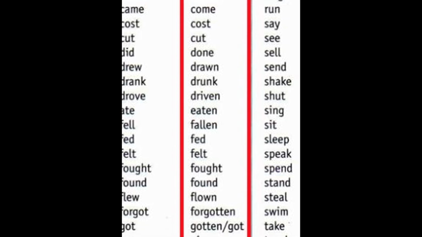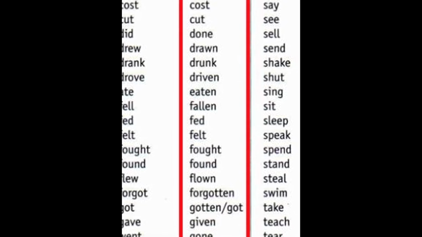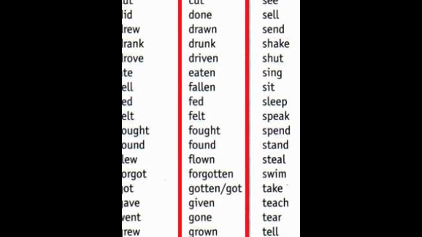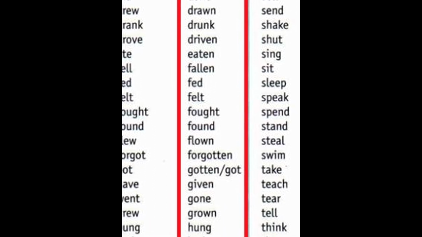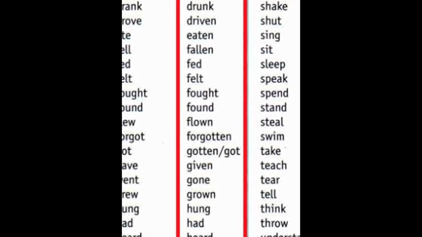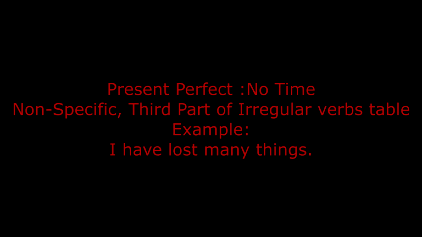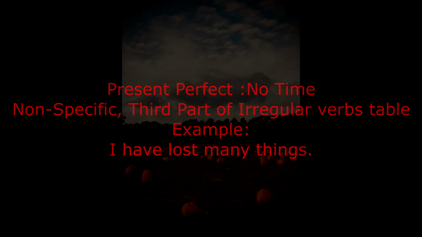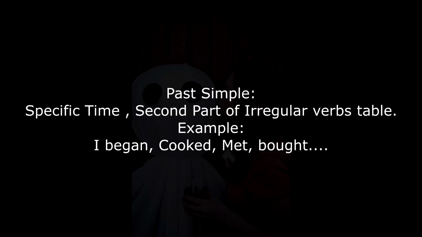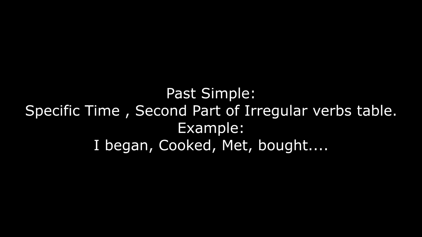So as you can see in this table, for present perfect we use the third part of the irregular table, like done, cut, begun, swum. Here we don't say when. Instead, if you want to say when, we use the second part: began, swam, drank. I drank coffee yesterday.